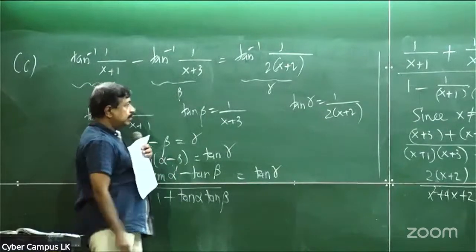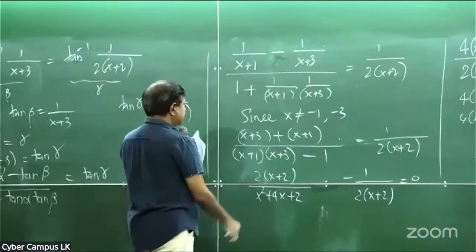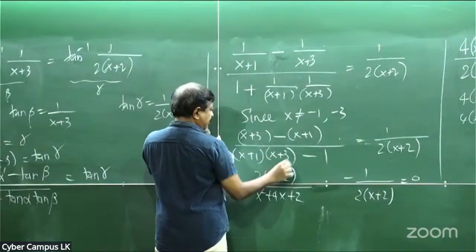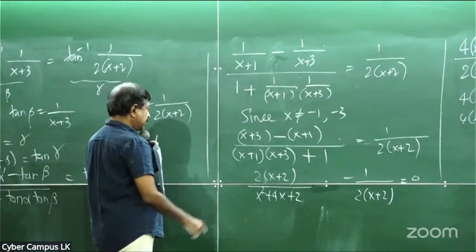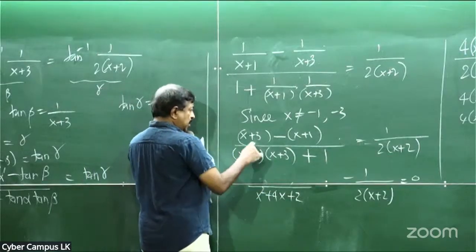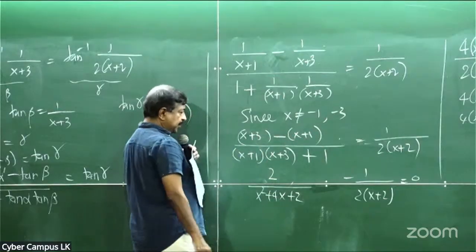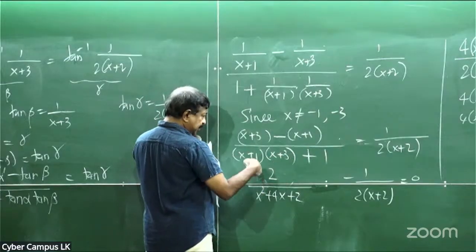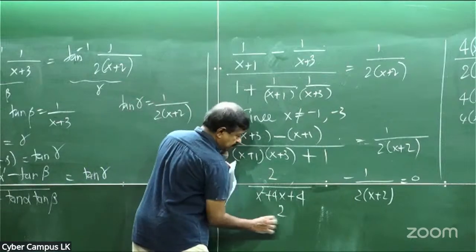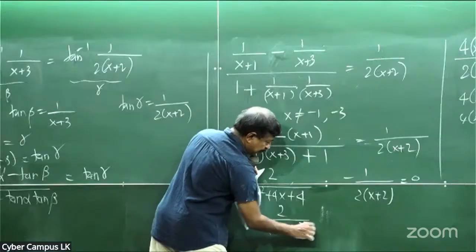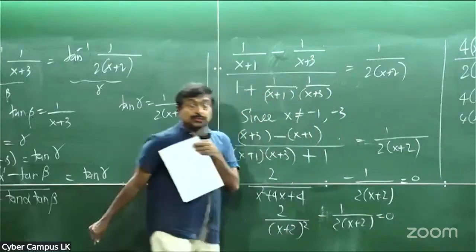Minus plus is minus. It's not that bad. So you get this. Upstairs, you get x minus x, 3 minus 1 is 2. Here you get x squared plus 4x plus 3 plus 1, 4, which is in fact x plus 2 quantity squared. That's much nicer than what we got.